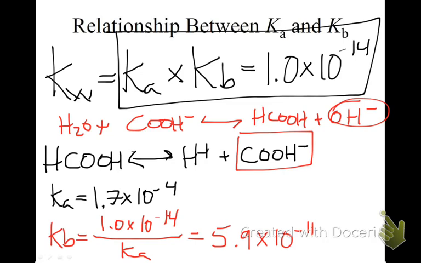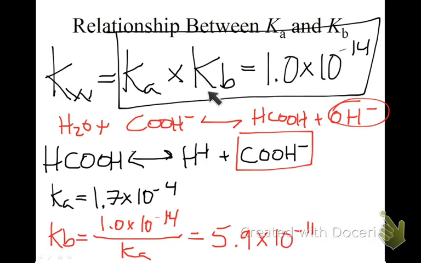So what we did here is we used the relationship between Ka and Kb, which forms the Kw, to find the equilibrium constant of a conjugate base. You could do the same thing if we used a weak base. We could find the equilibrium constant for its conjugate acid just by using this relationship right here.